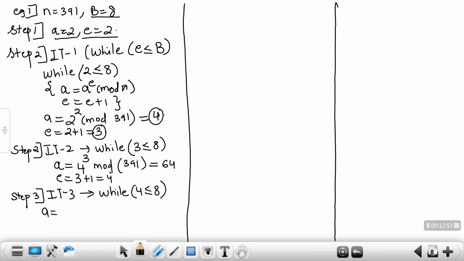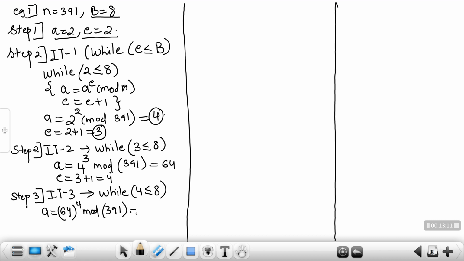What is the new value of A now? 64. 64 raised to E. What is the new value of E now? New value of E is nothing but 4. So 64 raised to 4 mod of 391. N is nothing but 391. What is 64 raised to 4 mod of 391?